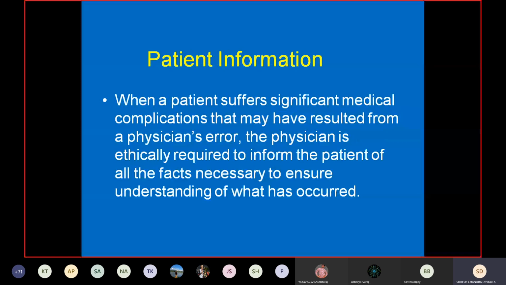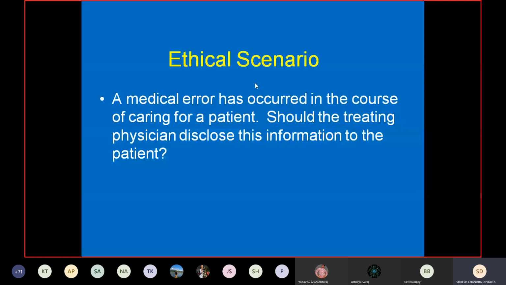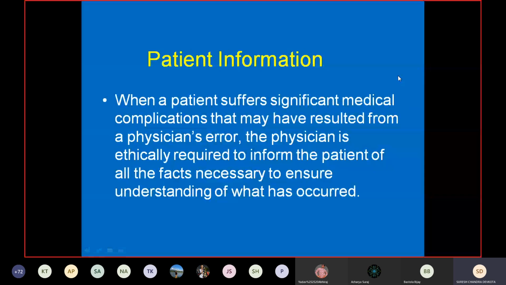When the patient suffers significant medical complications that may have resulted from a physician's error, a physician is ethically required to inform the patient of all the facts necessary to ensure understanding of what has occurred. That is actually a patient's right. So what we saw here is an ethical scenario, and then we are concerned with a lot of social problems or complexity that can arise if you do disclose or do not disclose. And beyond that, if you follow the moral principles and the patient's right to get information, then you have to inform them what has happened, how it happened. That is actually the right of the patient to get the proper information. That's why we say right to privacy and right to self-dignity.